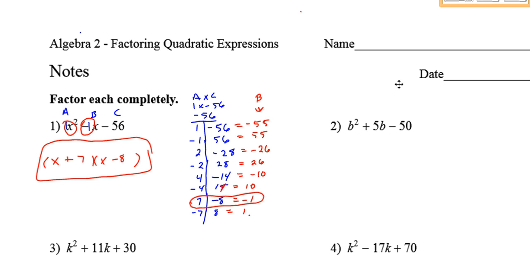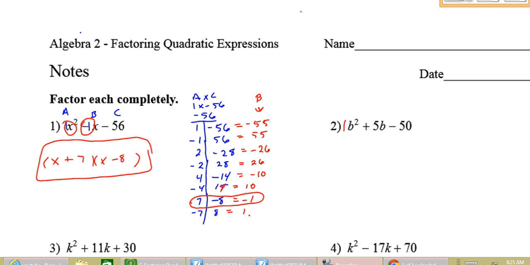Now that you have the general idea, these will go a little quicker. Again, I'm going to put a 1 in front of this b squared just because I think it's nice to have that there. I'm going to go ahead and make my t-chart so I can show you, we're going to do 1 times negative 50. So 1 times negative 50 is going to give us a negative 50. And I'm going to look at my possible combinations that would multiply to a negative 50.